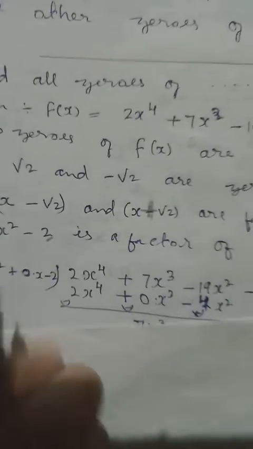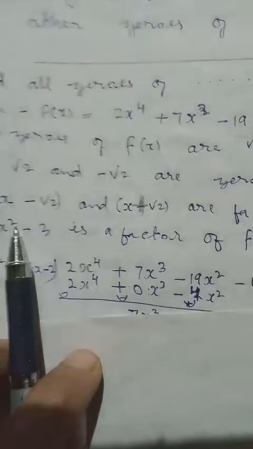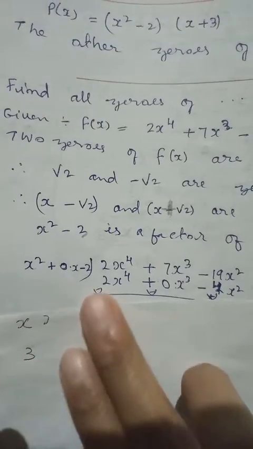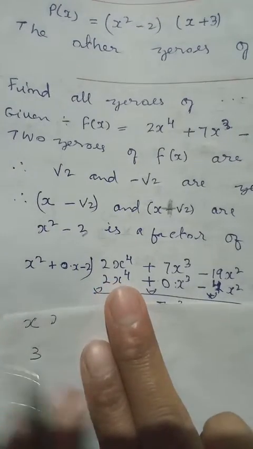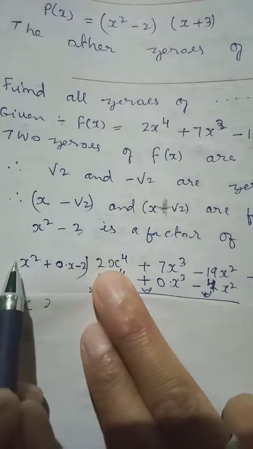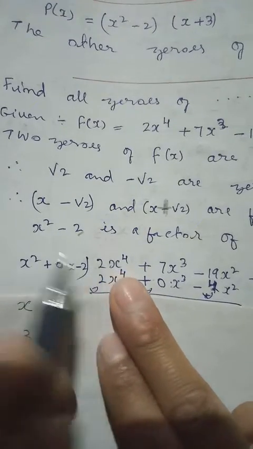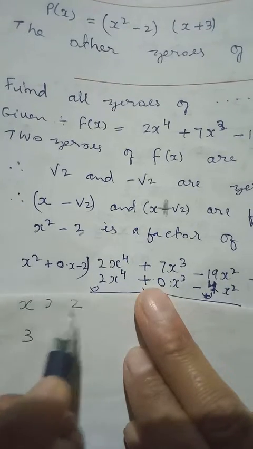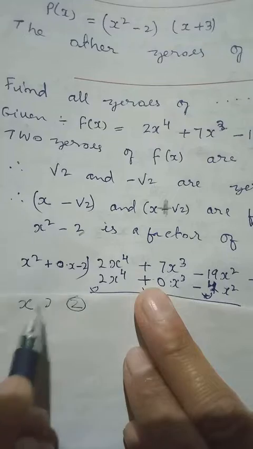Here also the same, we have power 2, then power 1 is missing, we can fill it with 0 to be easy for us to divide. Then here we have coefficient 1, here we have 2. So 1 into what will become 2? 1 into 2. We have to multiply with 2.